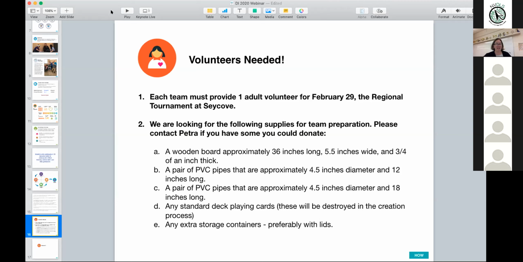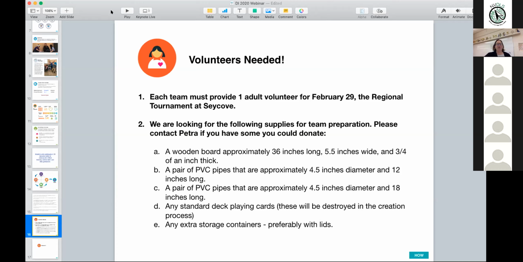That is for here. We will not need you to volunteer at the provincial tournament, but if you love your experience and you're really into it, of course we can add your name to the roster for the provincial tournament as well. But hopefully we can get at least one adult volunteer from each team.